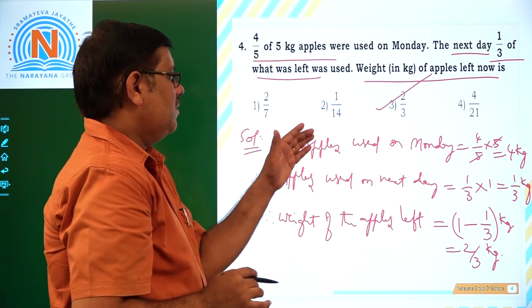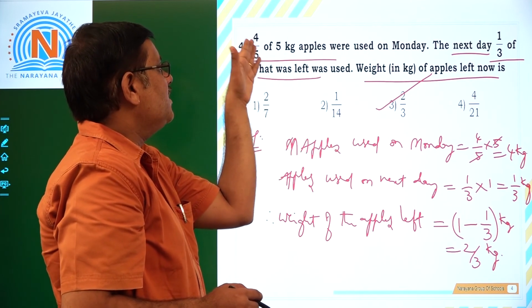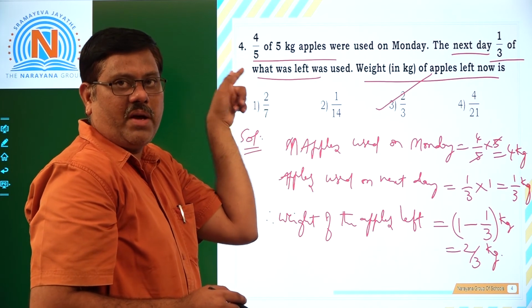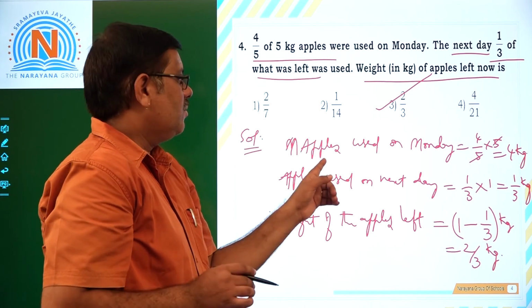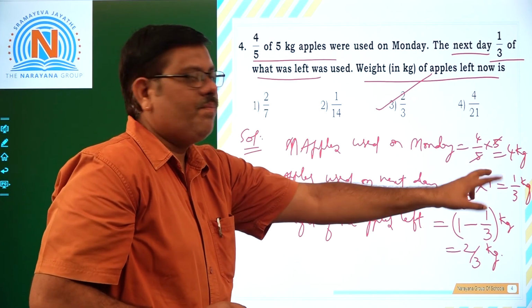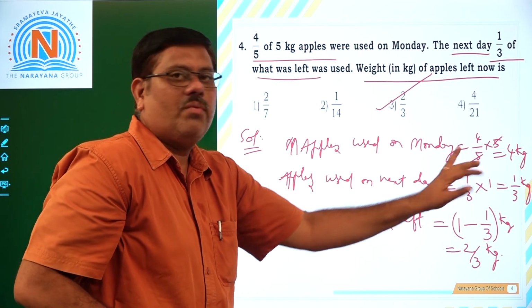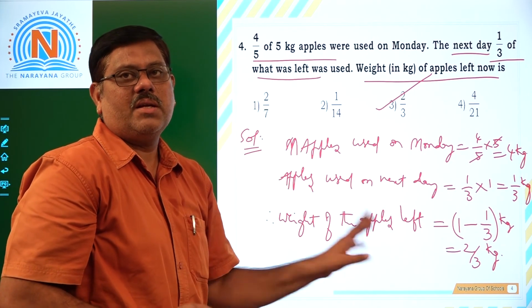Okay. So according to the given statement, out of 5 kgs, 4 by 5 part is used on Monday. So on Monday, how many apples are used? 4 kgs. Now we are left with 1 kg. Out of 1 kg, 1/3 is used on the next day. So 1/3 is over. Now the remaining is how much? 1 minus 1 by 3. That is 2 by 3 kg.